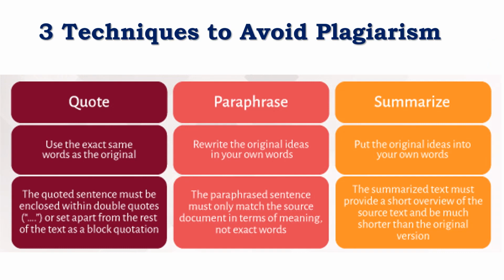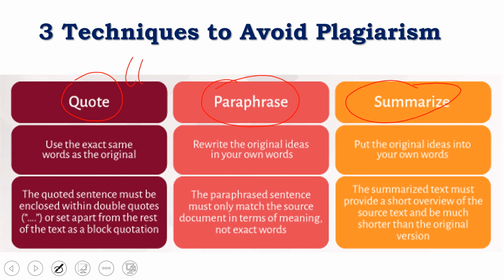Three techniques to avoid plagiarism. Previously, some time back, I have told you there are three ways by which we can avoid plagiarism. Those three words are quote, paraphrase, and summarize. What do you mean by quotes? In this case we use double quotations. Anything within the double quotation means we are going to use the exact words, the exact same words as the original. In those cases we have to put it under quotes and use proper referencing.